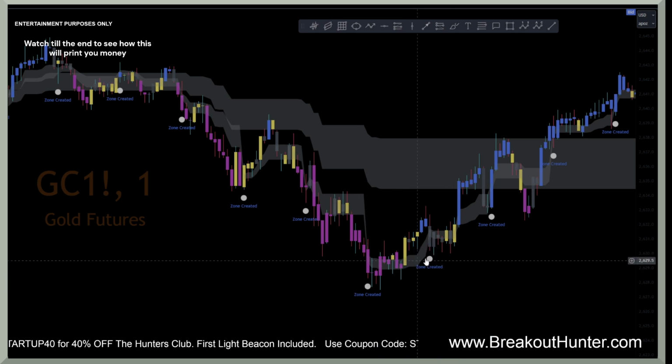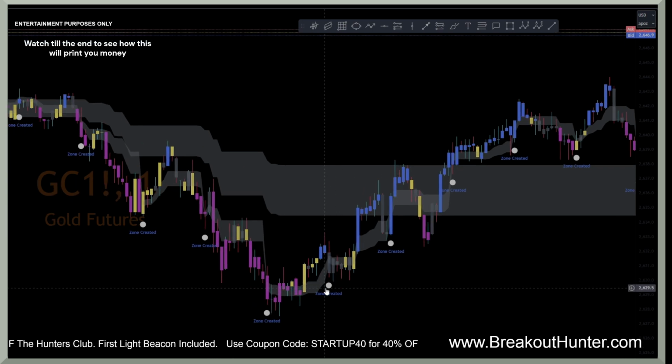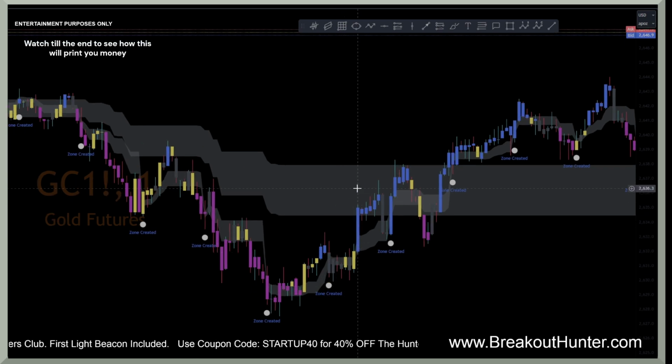So we're not going to take this one right here, but the next one that comes in creates a 5 minute. It pushes up, goes like this, and then breaks out over.